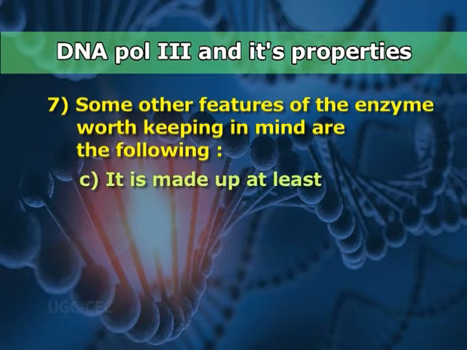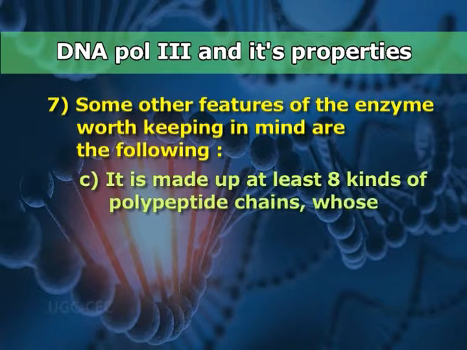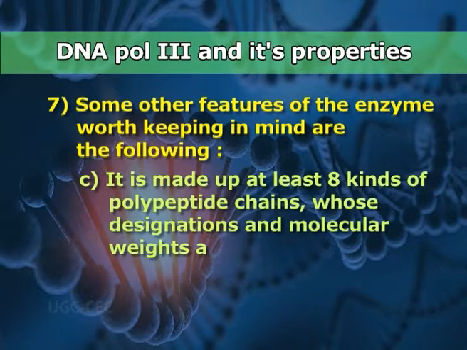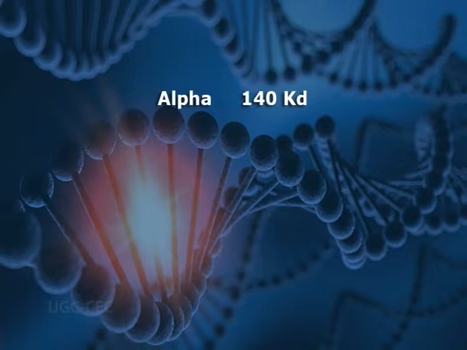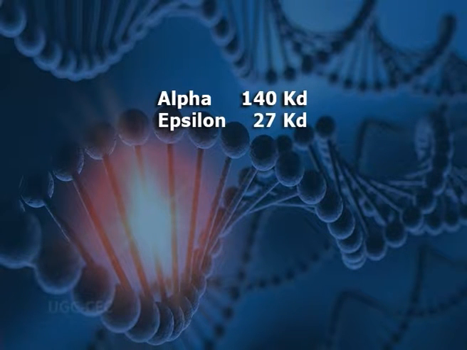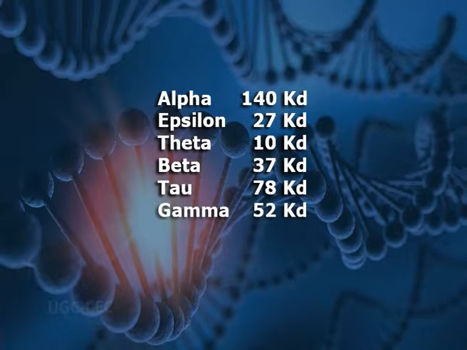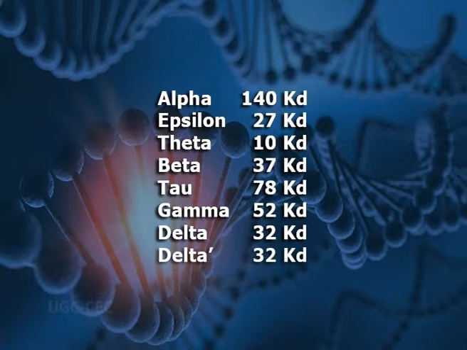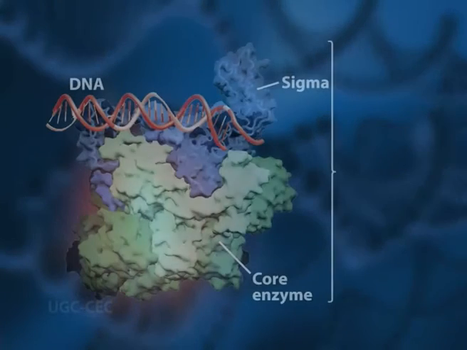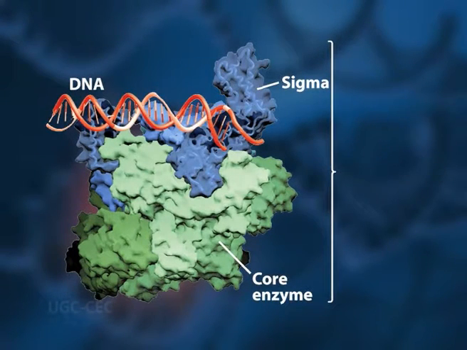It is made up of at least 8 kinds of polypeptide chains whose designations and molecular weights are the alpha chain 140 kilodaltons, epsilon 27 kilodaltons, theta 10 kilodaltons, beta 37 kilodaltons, tau 78 kilodaltons, gamma 52 kilodaltons, delta 32 kilodaltons, delta prime 32 kilodaltons again. The holoenzyme has a mass of 800 kilodaltons.